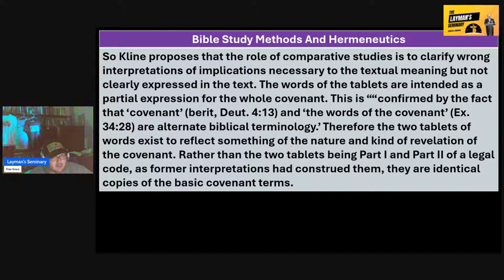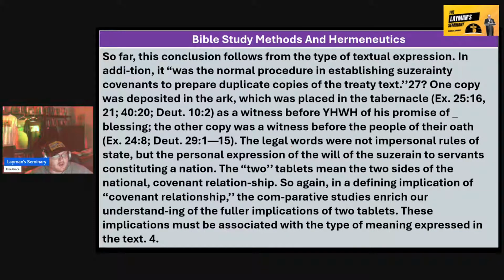Rather than the 2 tablets being part 1 and part 2 of a legal code, as former interpretations had construed them, they're identical copies of the basic covenant terms. So far, this conclusion follows from the type of textual expression. In addition, it was a normal procedure in establishing suzerainty covenants to prepare duplicate copies of the treaty text. 1 copy was deposited in the ark, which was placed in the tabernacle, as a witness before Yahweh of his promise of blessing. The other copy was a witness before the people of their oath.